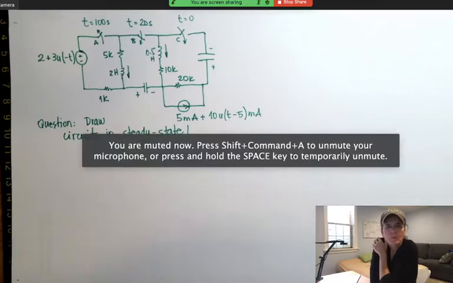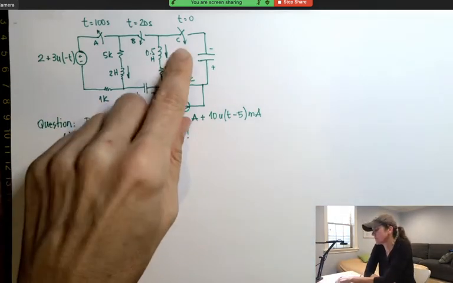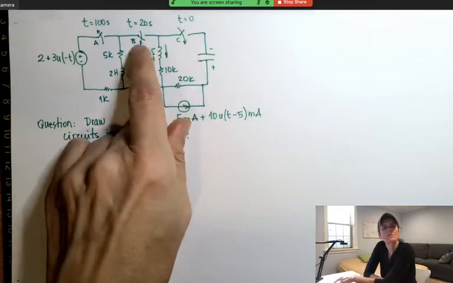I wanted to show you how to solve, or how to start on, a circuit with switches that are not all changing state at t equals 0. In this case it is at t equals 0, but these are not.